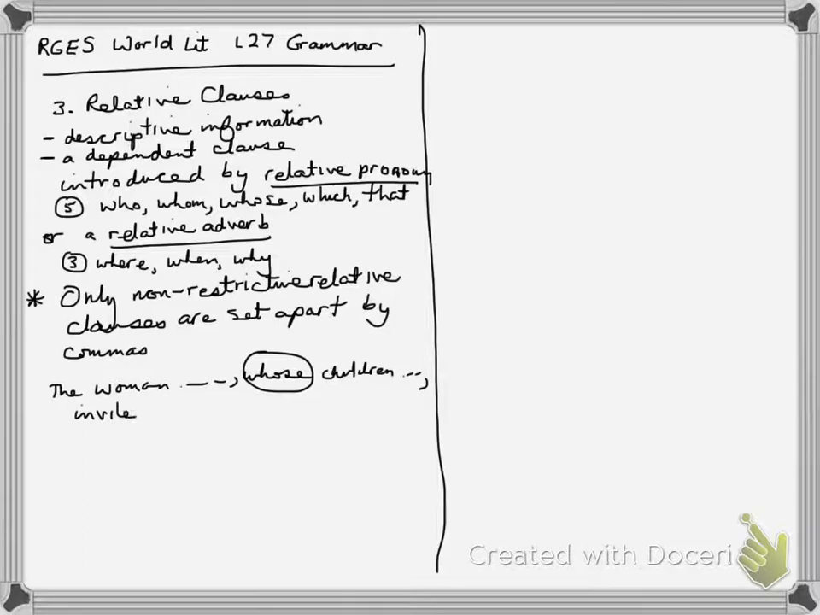So the main sentence is the woman invited us, right? This is the subject, this is the verb. I didn't write it all in, but that's my relative clause, and it's separated on both sides by commas. Let me read you another one. Samantha, whom I've asked to be my bridesmaid, is getting married next year.